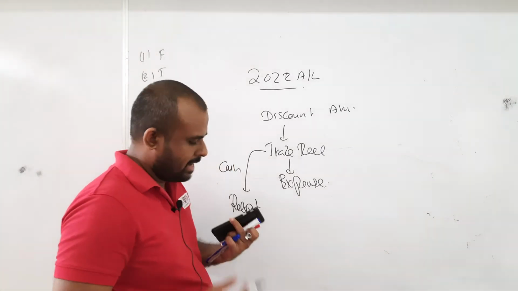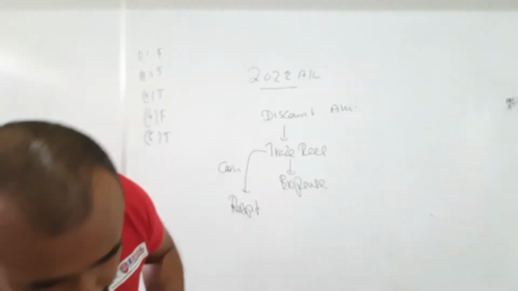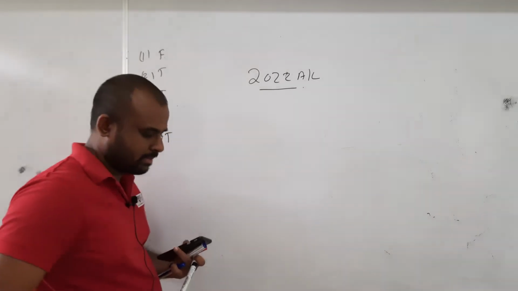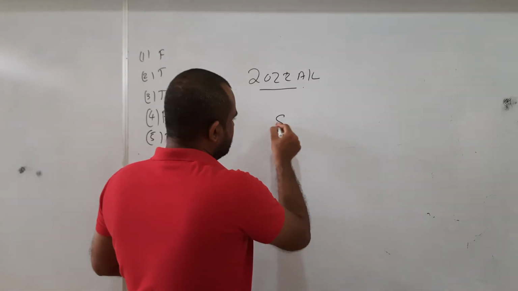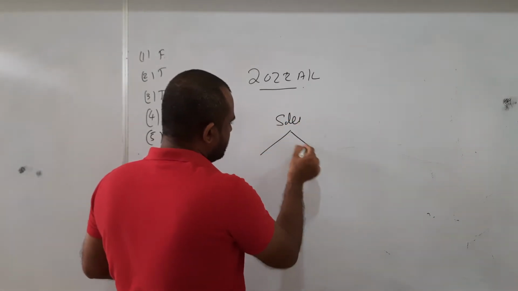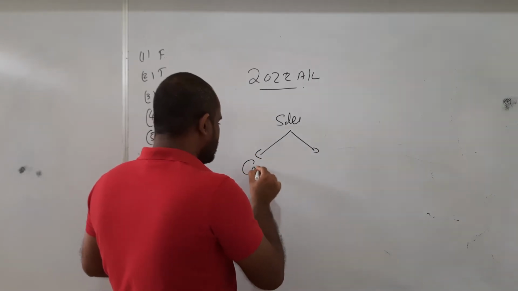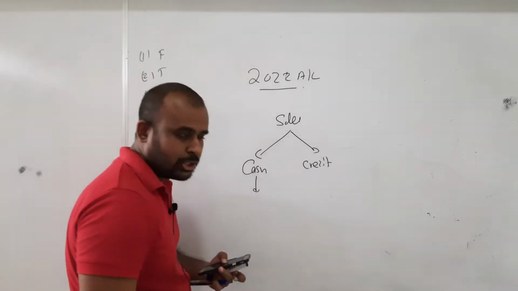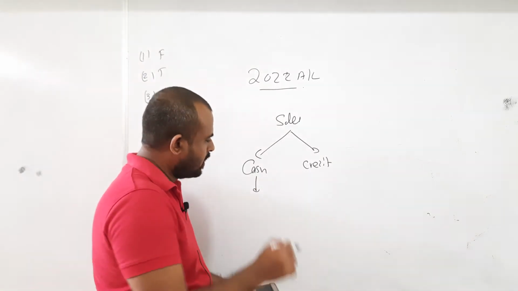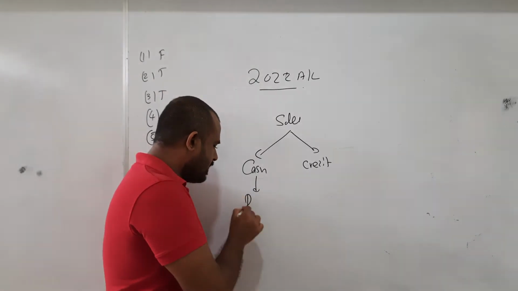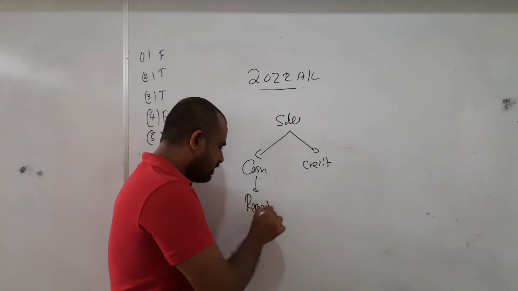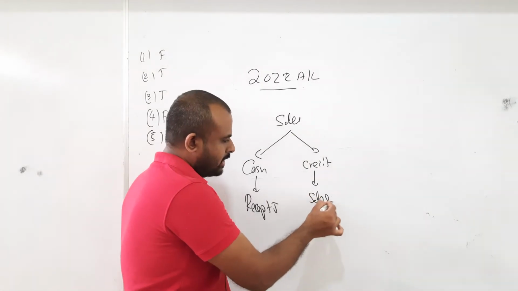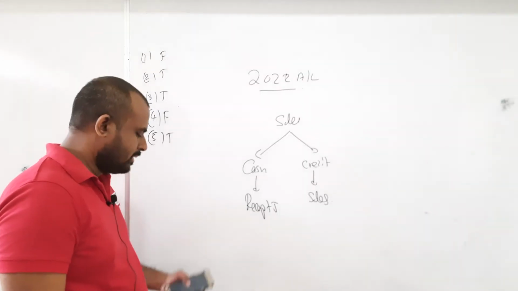Exactly, right? As we know, sales are also of two types. What are the two types of sales? Cash sales and credit sales. Cash sales you record in the receipts journal initially, but the credit sales you record in the sales journal.